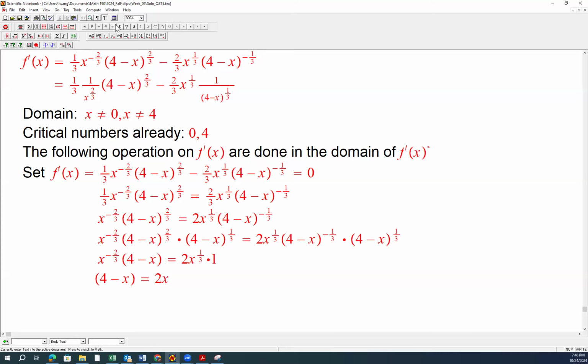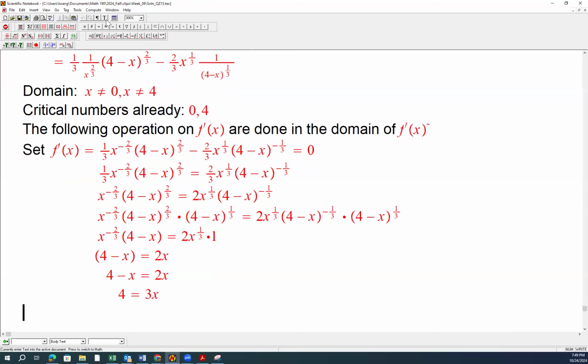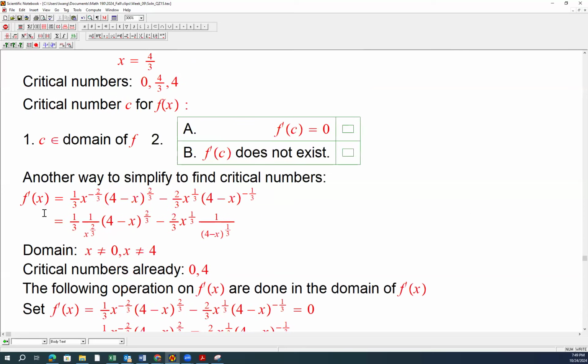So what do we end up with? We have 4 minus x equals 2x, right? Solving for x, we get 4 equals 3x. And in the end, x equals 4/3. So this is the other way to do it. But in this part, you have to understand these operations. It could be a little bit longer, but you need to understand the conditions when you proceed with the operations.